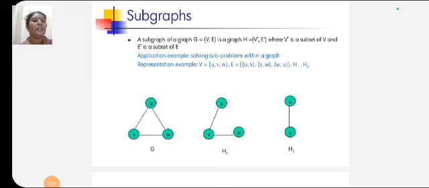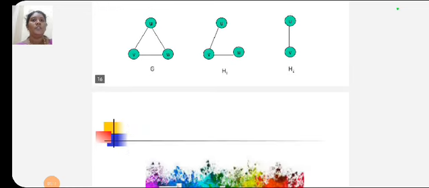So similarly, we can create the next subgraph H. It consists of only 2 vertices from the main graph, U and V, and only 1 edge from the main graph. So this is also a subgraph for the graph G. So that's all about these definitions of graph.